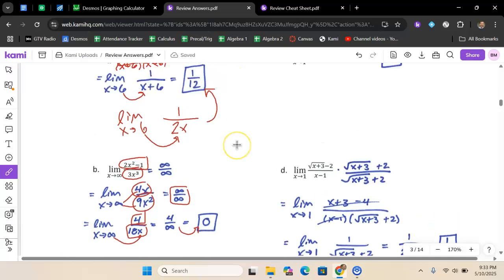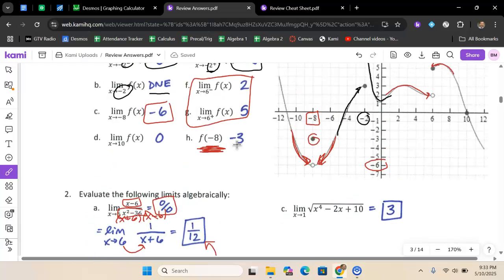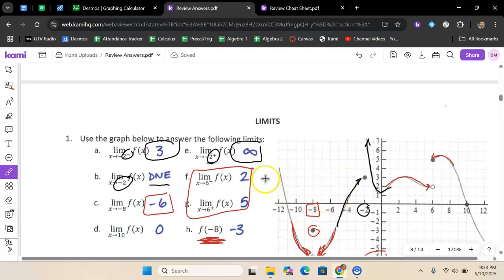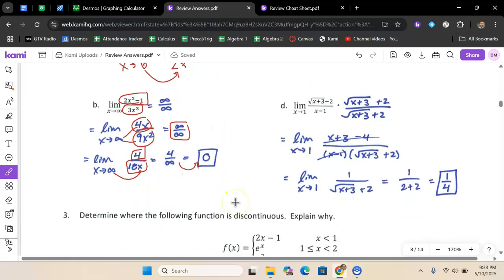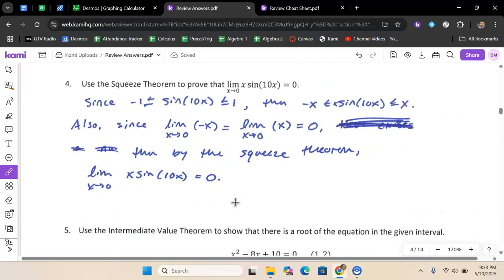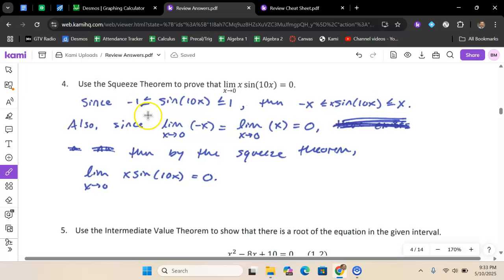Okay, so that's basically limits. What you need to know about limits is limits from a graph, how to do those, and then limits algebraically. I'm going to skip over a few things here. I'm going to talk about the theorems all together. So I have that one of your questions will involve a major theorem.